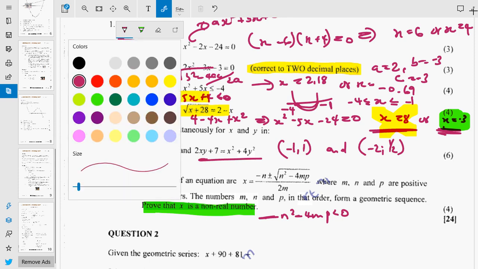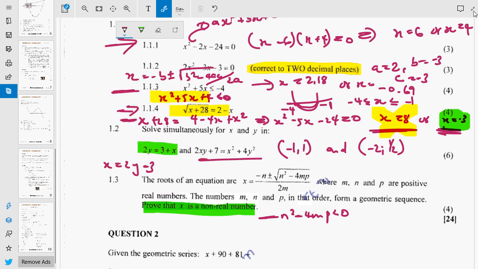Now, if they form a geometric sequence, then you must know that n divided by m is equal to p divided by n. Sorry, term 2 divided by term 1 is equal to term 3 divided by term 2. From here, you can see that n squared is equal to mp. Now if I multiply by 4 on both sides, you can see that 4n squared is equal to 4mp.